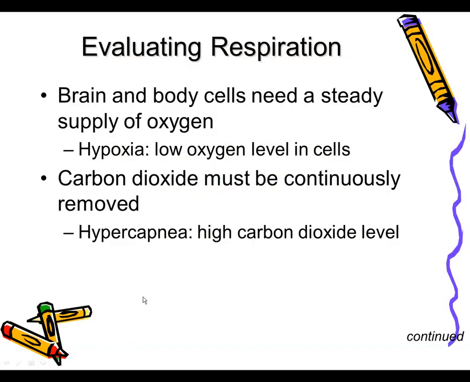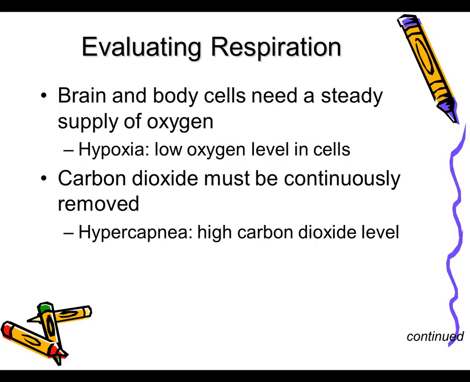So let's look at respiration. Evaluating effective respirations. We know that we breathe so that we can get enough oxygen so that our cells can function. Our cells require oxygen in combination with sugar to make energy. Without those two things, sugar and oxygen, our cells are not able to metabolize properly. Hypoxia is a term that refers to low oxygen levels in the cells. Hypoxemia is low oxygen levels in the blood.